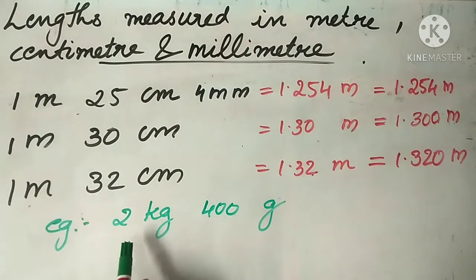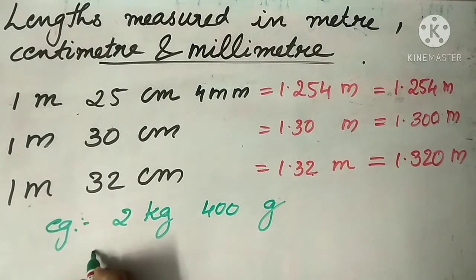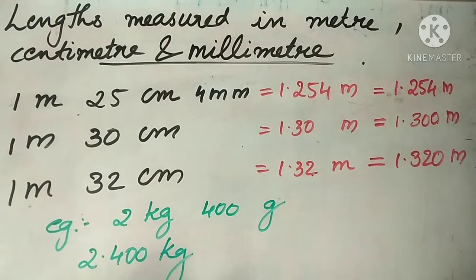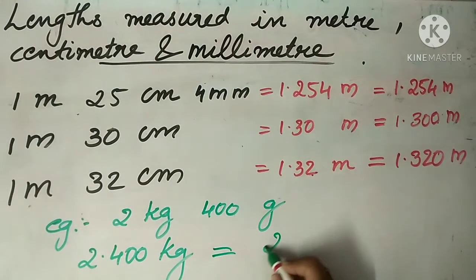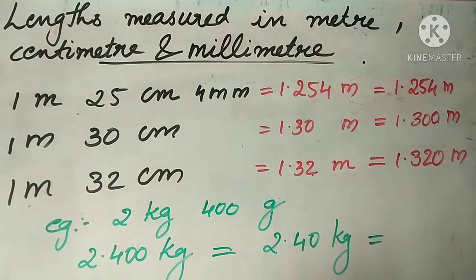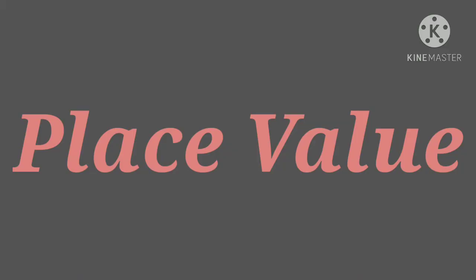Here we are going to write this in different decimal forms. Okay, this we can write it as 2.400 kilogram, or we can write it as 2.40 kilogram. Also we can write this as 2.4 kilogram. All are same. Next topic, place value.